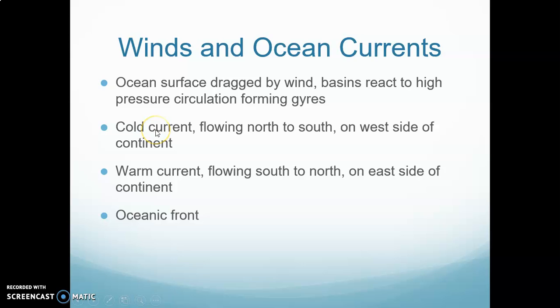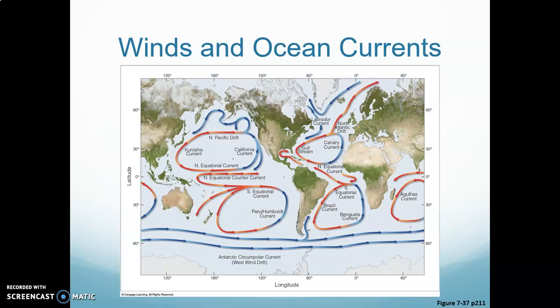When you have a cold current, that's because you've got ocean being dragged from the north, colder north polar areas towards the south. And we usually see these on the west side of the continents. You also have warm currents coming from the warmer south towards the colder north, and usually that happens on the eastern side of continents. We'll see that in just a second. All right, here is a chart that shows the basic ocean currents around the world.